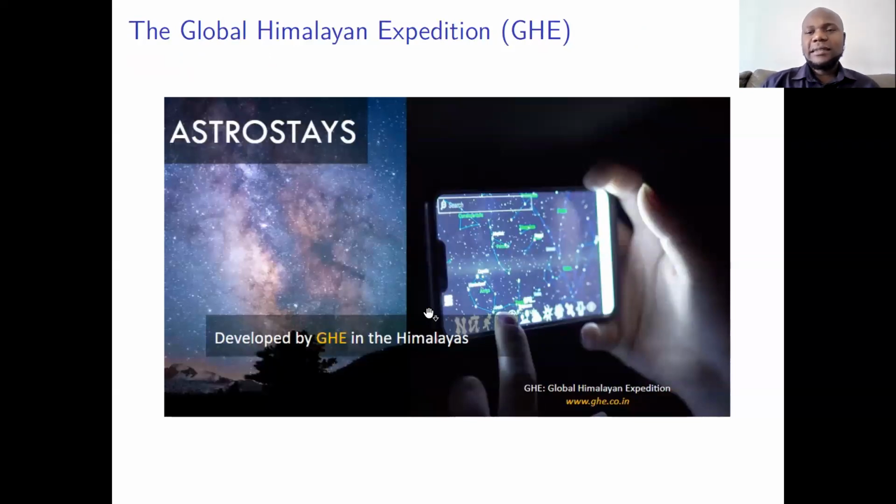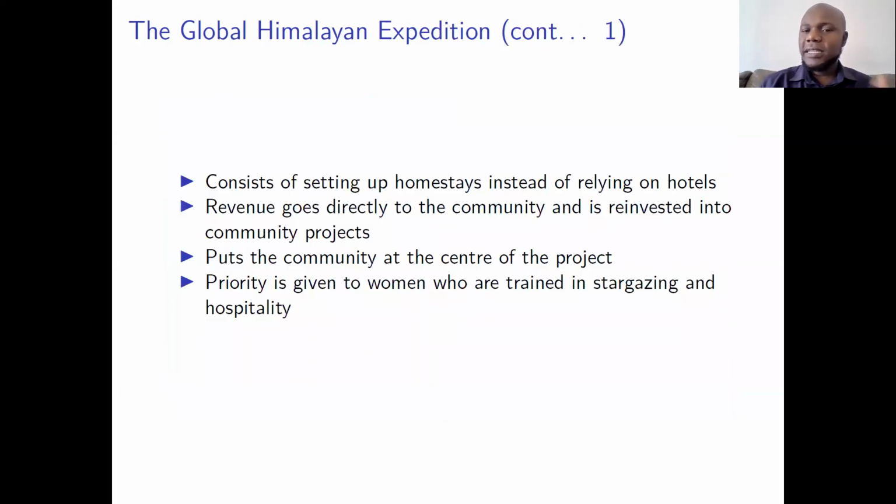I want to highlight this one project which falls under the flagship of socio-economic stimulation, whereby observatories, for example, can stimulate the economy around them. Here I'm going to be presenting this small case study on AstroStays, which is a pilot project spearheaded by the Global Himalayan Expedition in the Himalayas. It consists of setting up homestays, whereby people who visit the Himalayas, instead of staying in hotels, stay in homestays, which are in a local village.